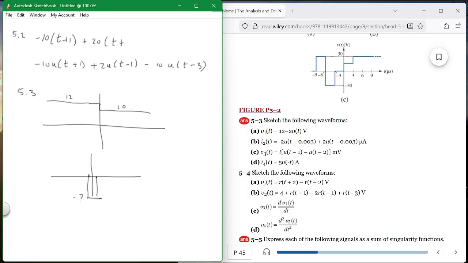This would be a minus 2. And that's 0.03 seconds there. This time is in seconds.